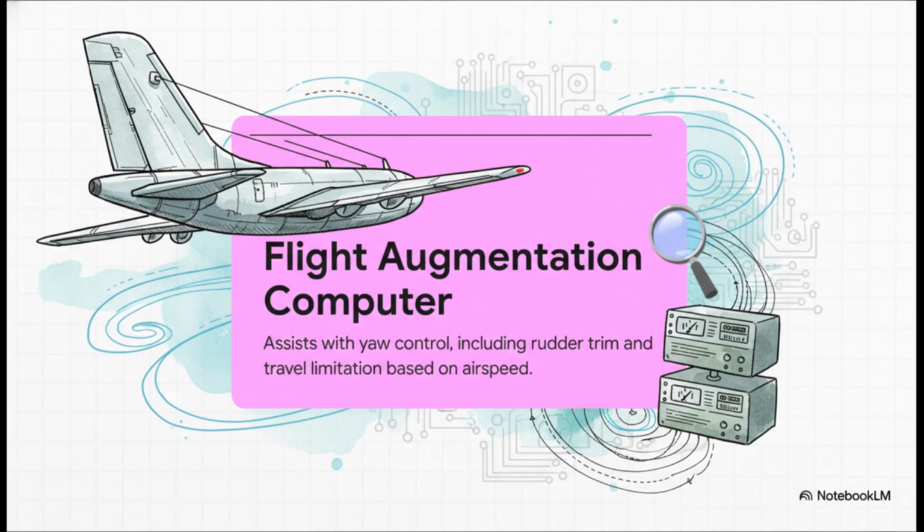And to round out this team of digital brains, you have the Flight Augmentation Computers, or FACs. There are 2 of these, and they are the specialists. They handle all the complex math for the rudder, managing everything from coordinating smooth turns to making sure the rudder doesn't move too much at high speeds, which could put stress on the plane.